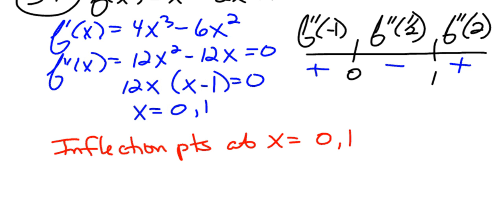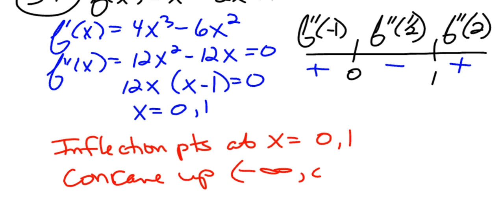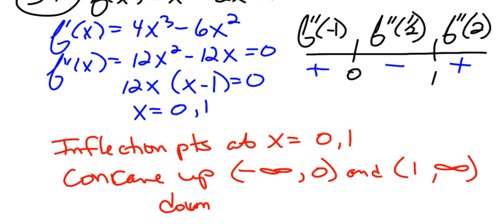And then I want to know, where are the concavities happening? I can say that this graph is concave up, and I'll go from left to right, doing interval notation, from negative infinity to 0. And we're going from 1 to positive infinity. It is where the intervals were positive, concave up. Concave down, where my interval was negative, is from 0 to 1.